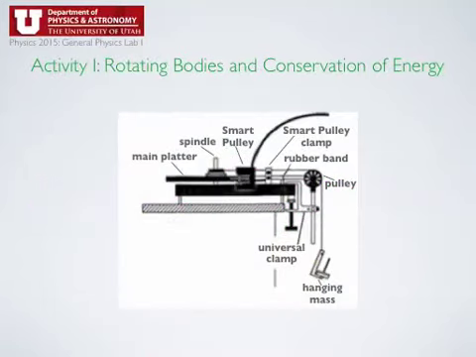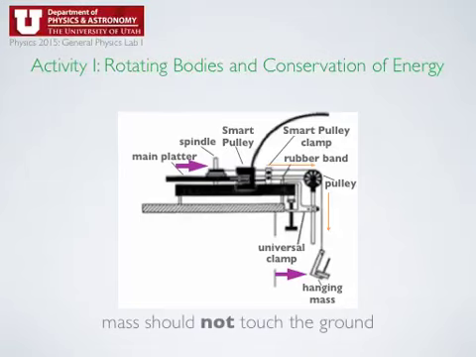For activity 1, set up the apparatus as shown in this diagram. One end of the thread should be connected to the smallest spindle of the rotating disc, and the other end should be tied to a given mass. The thread should extend horizontally from the spindle and then drop vertically over the pulley clamped to the table. When the thread is extended, the mass should not touch the ground.